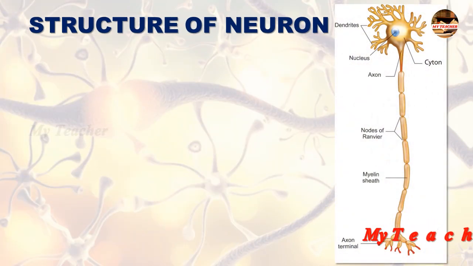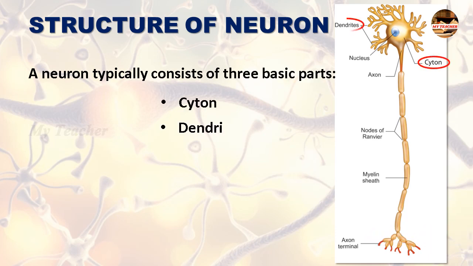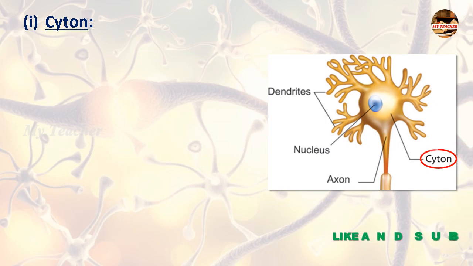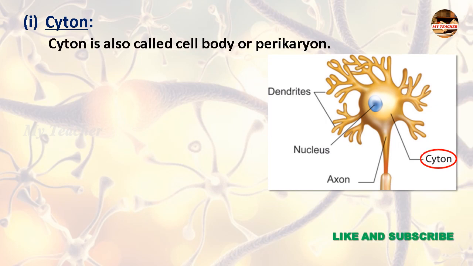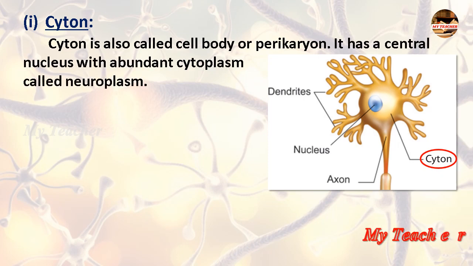See the structure of neuron. A neuron typically consists of three basic parts: cyton, dendrites and axon. Cyton. Cyton is also called cell body or perikaryon. It has a central nucleus with abundant cytoplasm called neuroplasm.